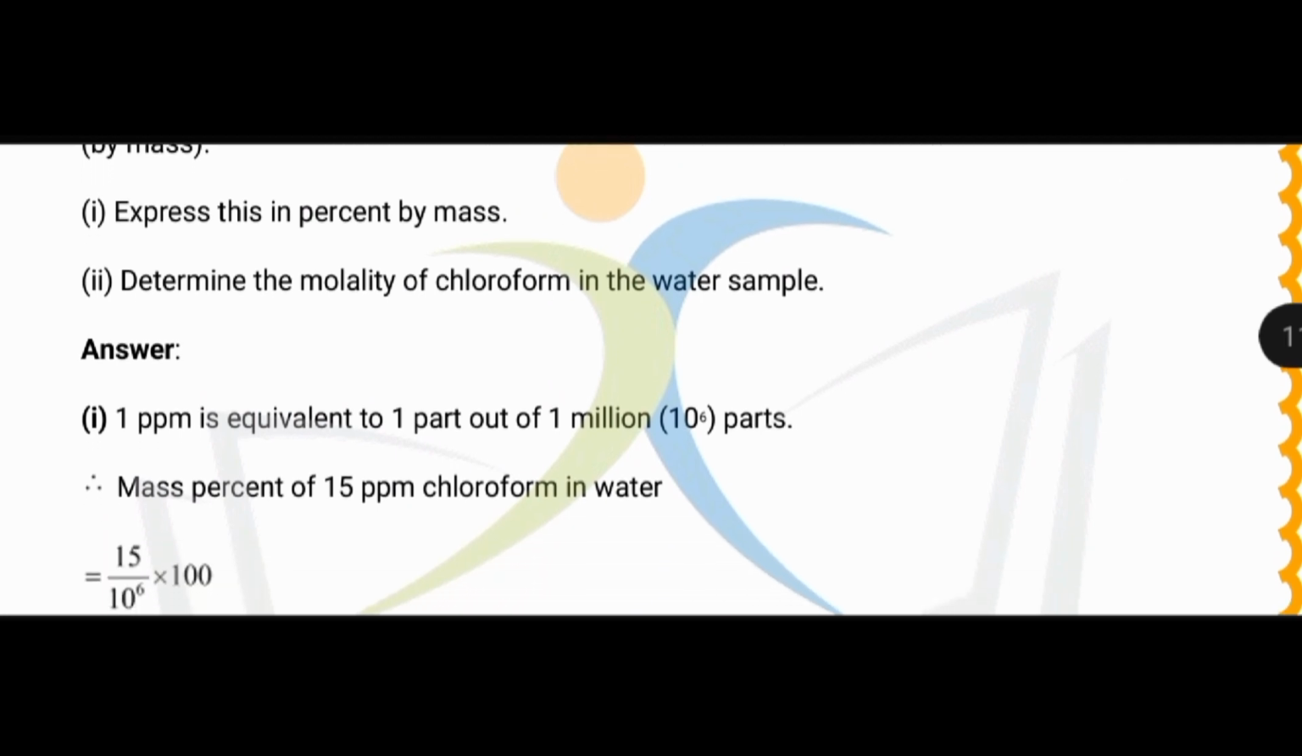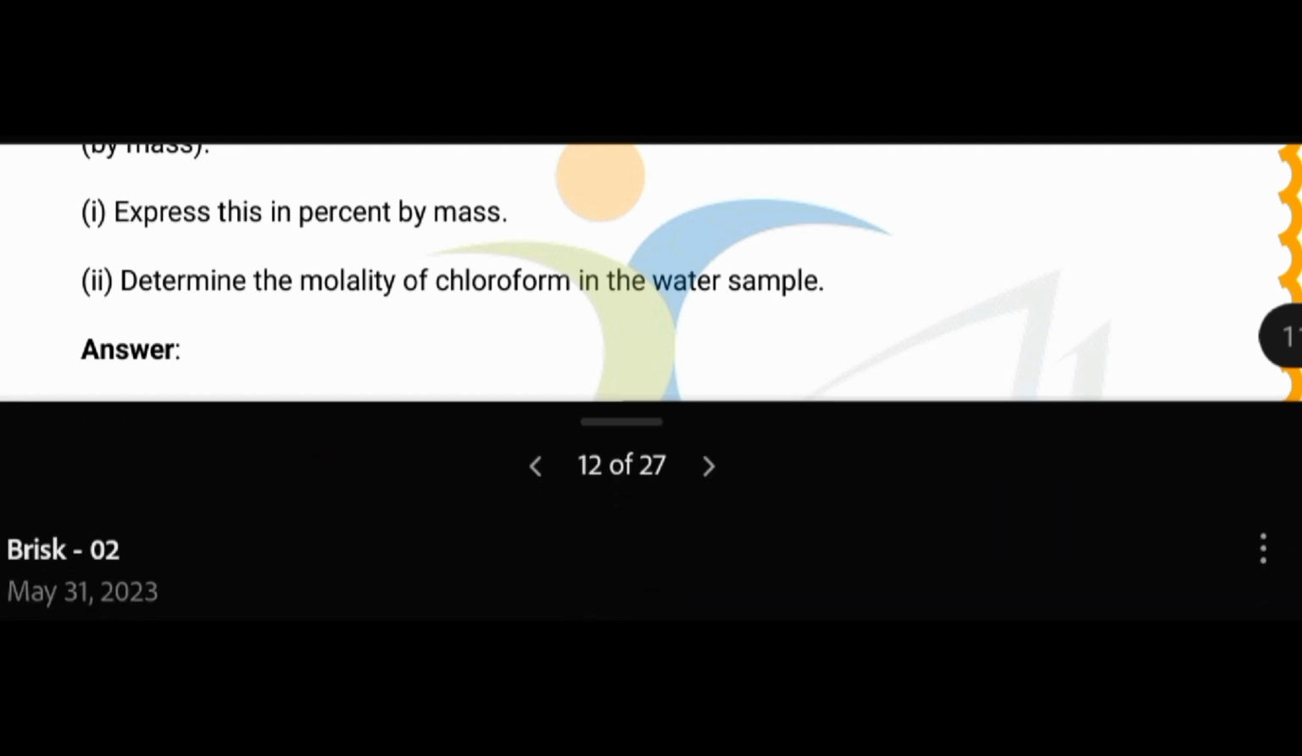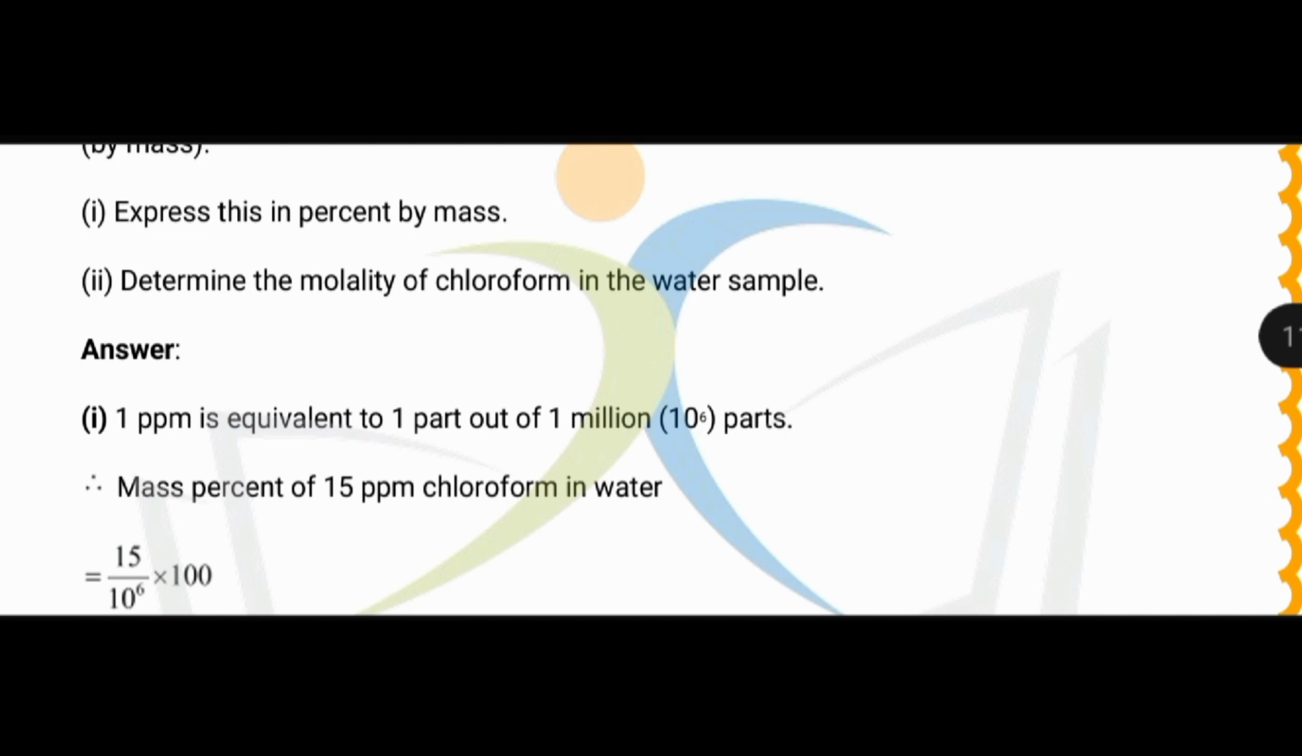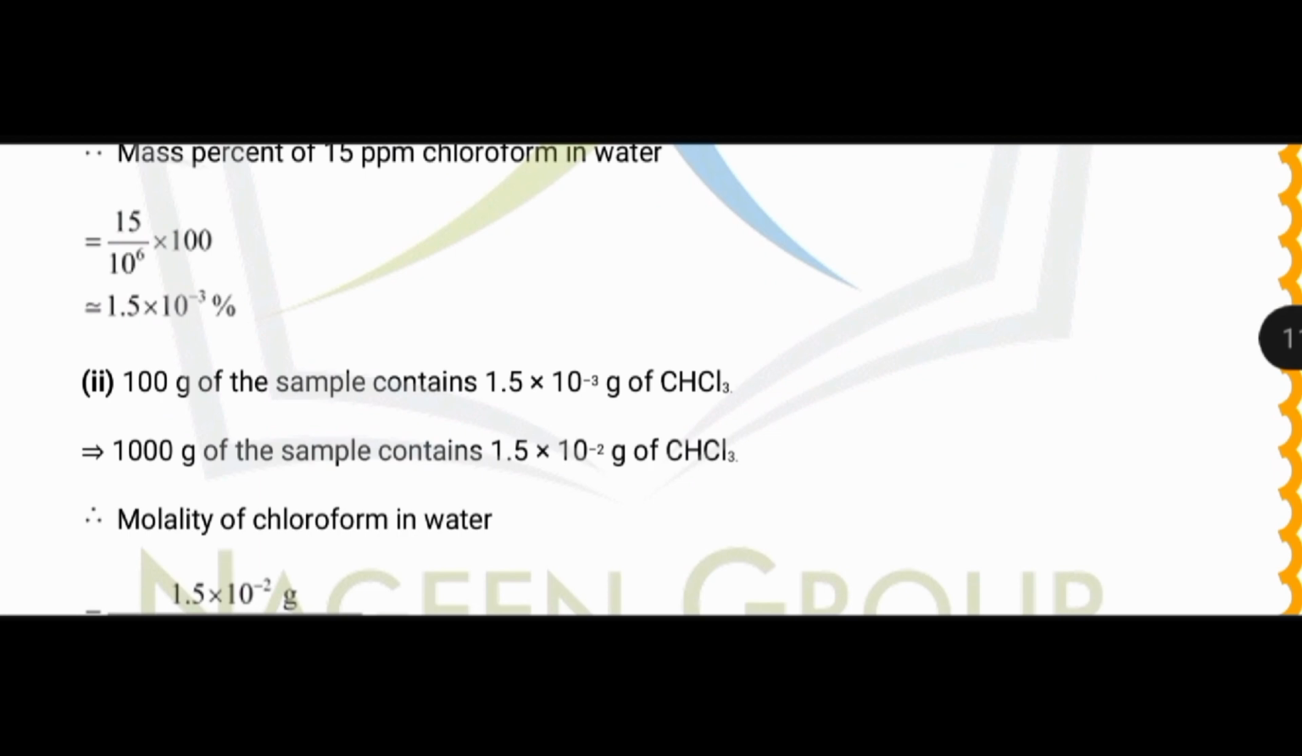Now second is, determine the molality. What do you have to determine? Molality. Now what is molality? Number of moles of solute dissolved per kg of the solvent. How much solute is dissolved in 1 kg of solvent, we call that molality. So next we have to find the molality.